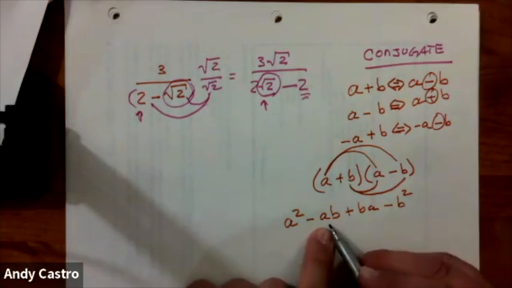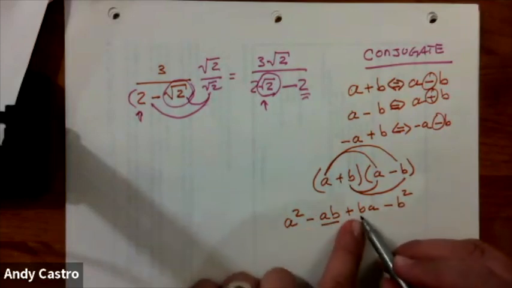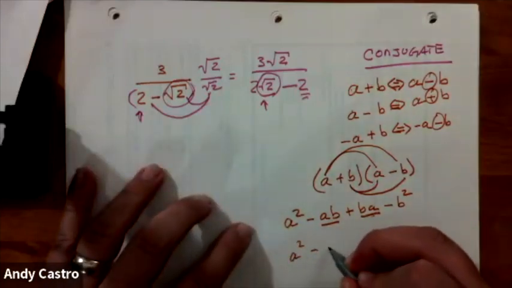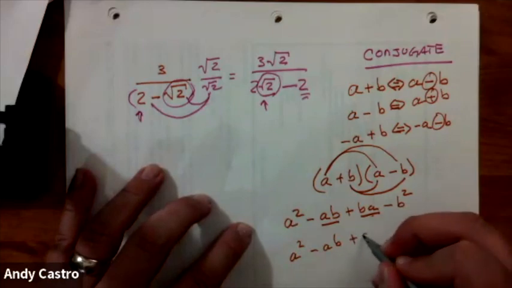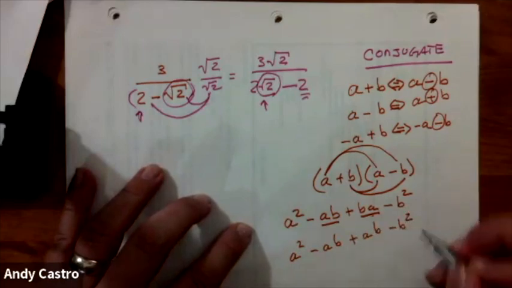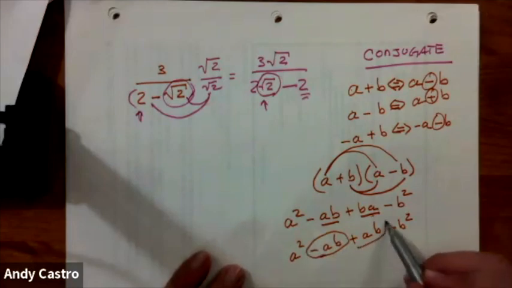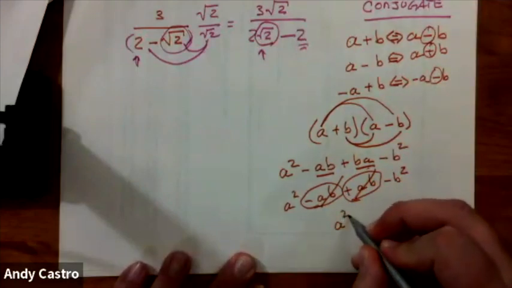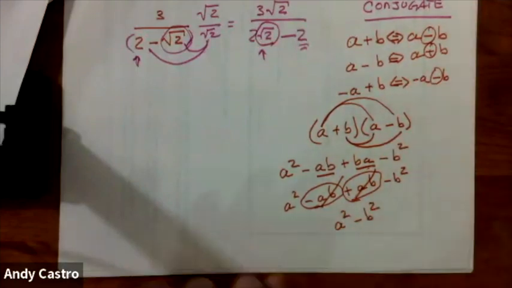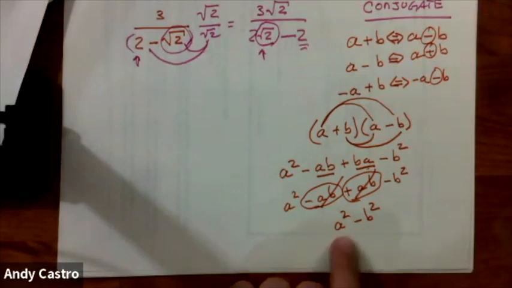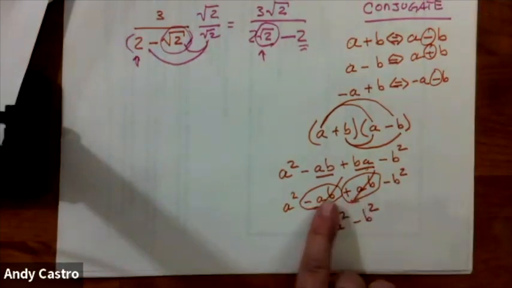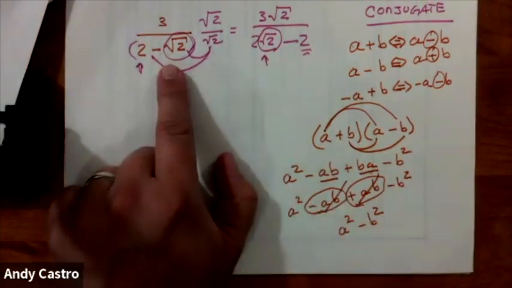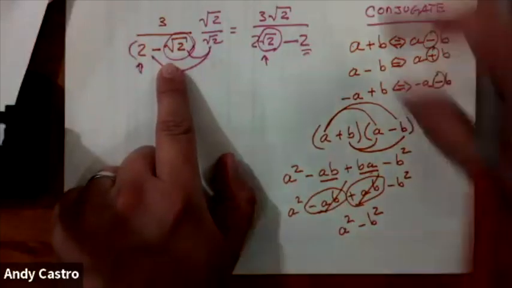I want you to notice something interesting. AB, negative AB, and positive BA, those are the same thing. We can multiply in whatever order we want. So I'll rewrite this to look exactly the same. Negative AB and positive AB cancel each other. And what you're left with is A squared minus B squared. By virtue of these two being squares, and the fact that the middle term drops out, I can use a conjugate to get rid of the radical in the denominator.